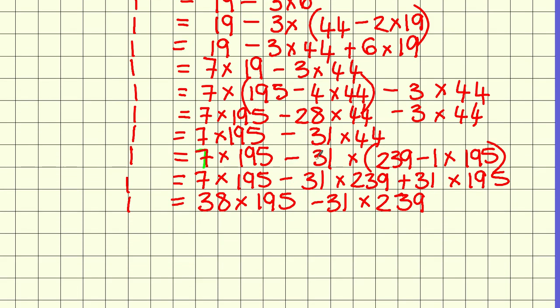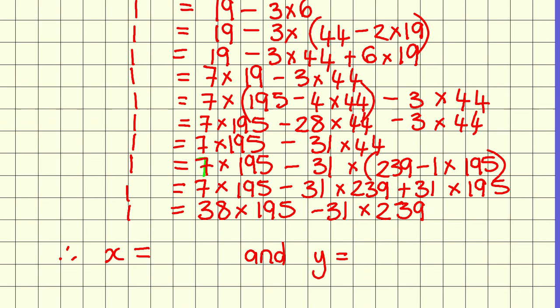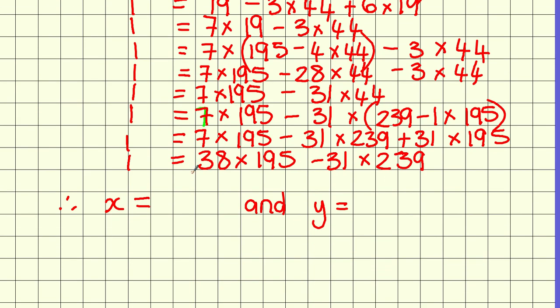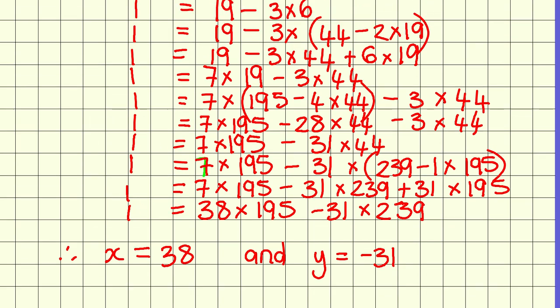So it was x and y in the question. Just explicitly say x equals something and y equals something. So x was the number attached to the 195, which is going to be 38, which must mean that y is minus 31, and then that's your fourth mark here. And if you want to double check your answer, just type this final line into your calculator and you should get 1 as your answer.